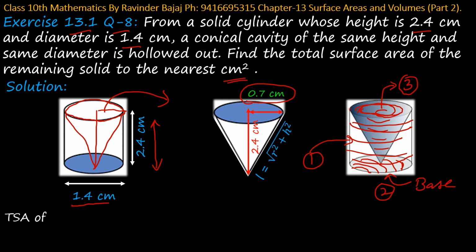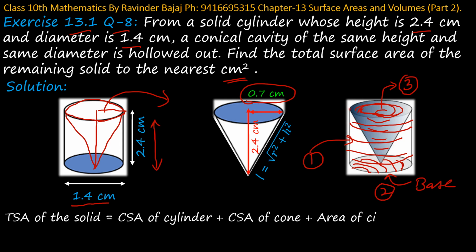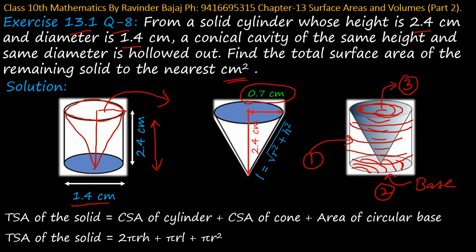So here I begin. Total surface area of the solid is equal to curved surface area of the cylinder plus curved surface area of the cone plus area of the base circular region. Okay, so let's calculate it. These are the formulas. 2 pi r h is the formula for the curved surface area of the cylinder. Pi r l is the curved surface area of the cone, and pi r square is the area of the base circle.